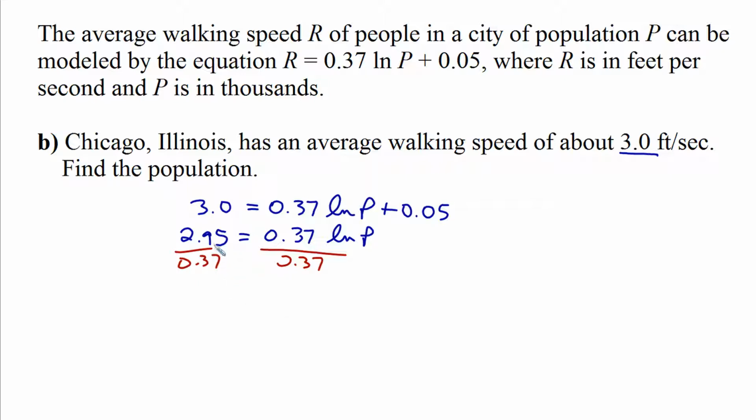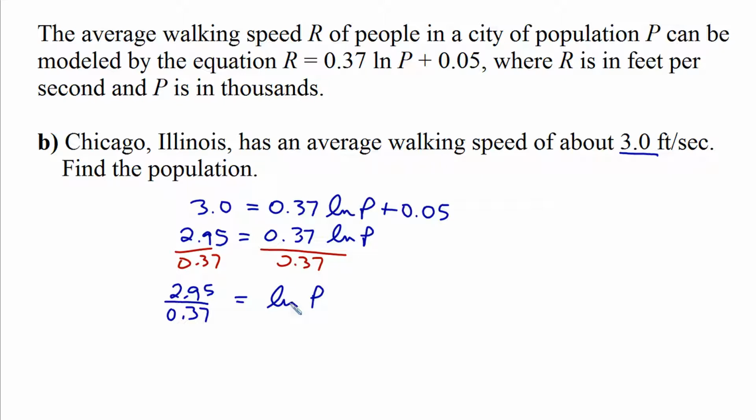This time, I won't type this in my calculator because I don't want to use a rounded value while we're still trying to solve. So I'll go ahead and leave this as 2.95/0.37 = ln(p). Well, this is written in logarithmic notation. If I rewrite it in terms of exponential notation, then that will isolate p.